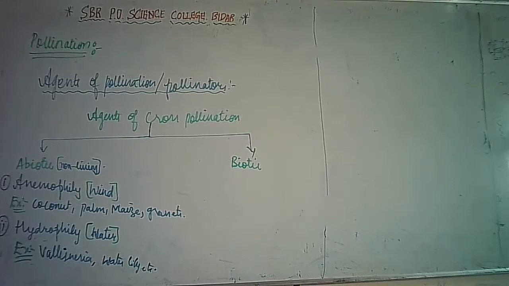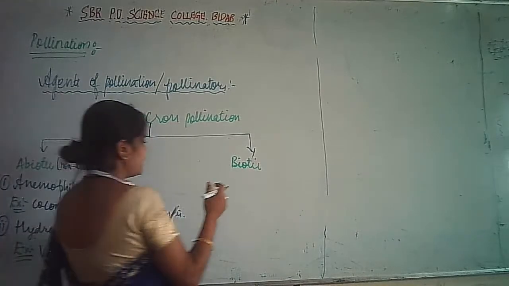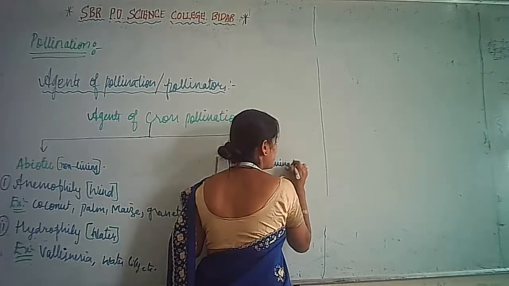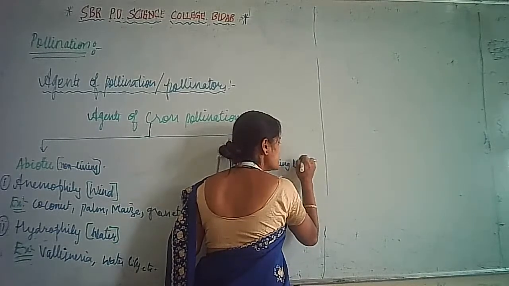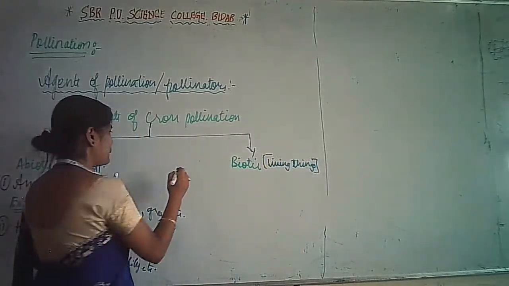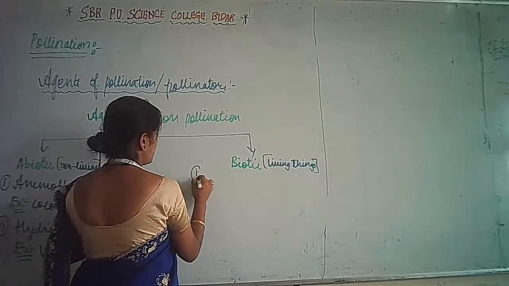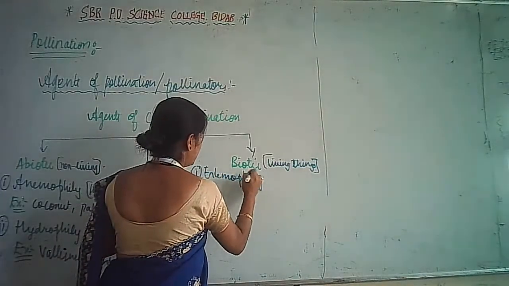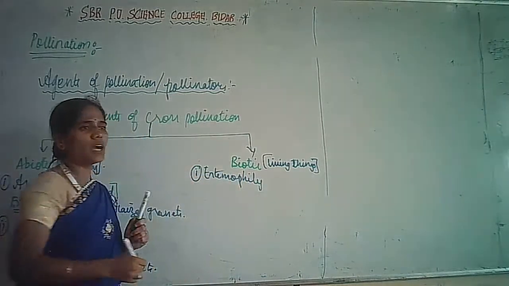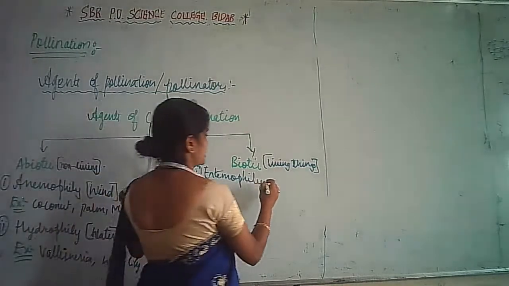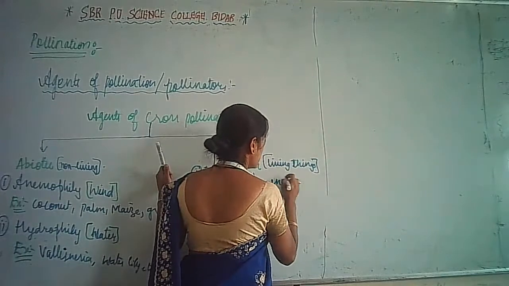These are all the different types in the biotic, where the agents are living things. Living things are nothing but animals. They are taking part in the pollination. Entomophily. Have you come across any pollination name? Can you people tell me where the insects are the pollinating agents? Insects.